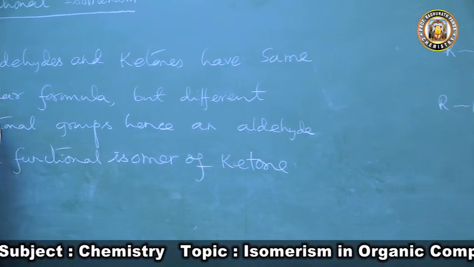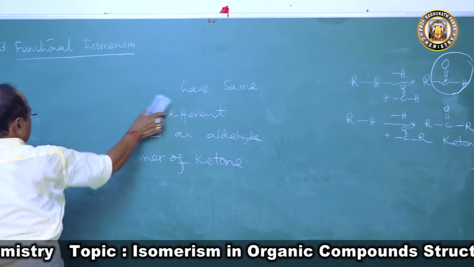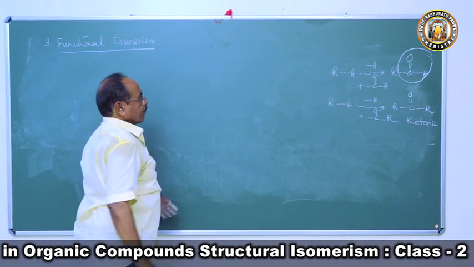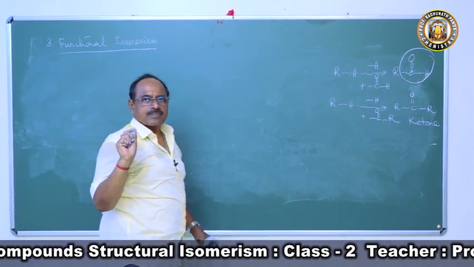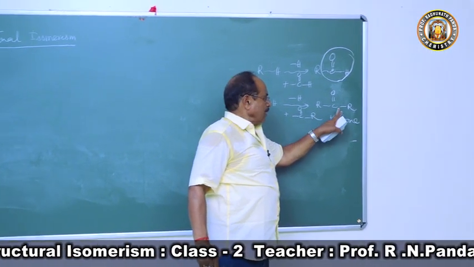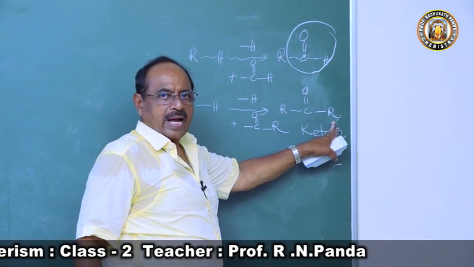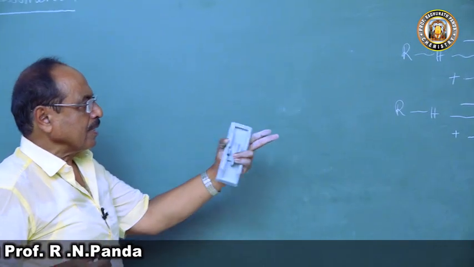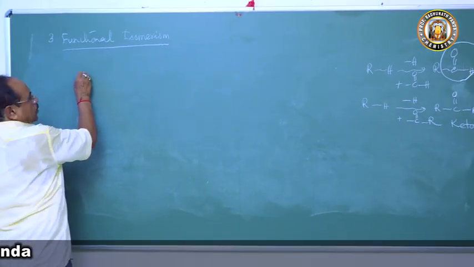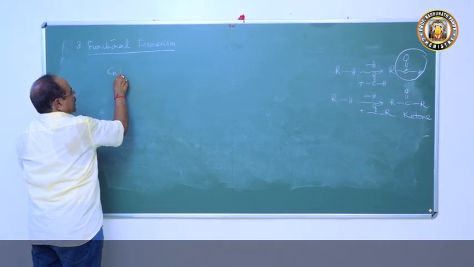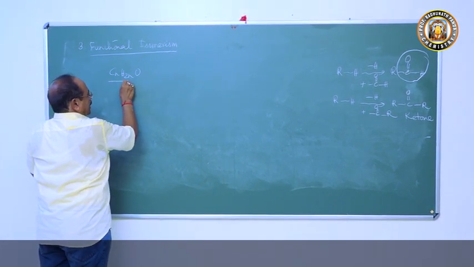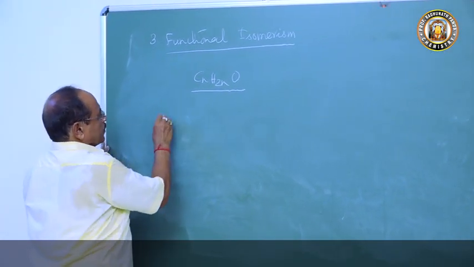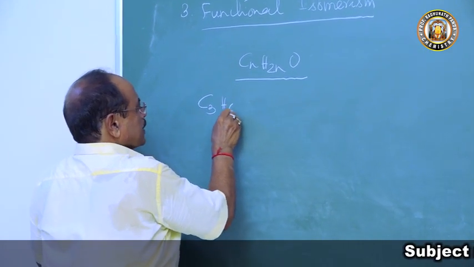So let's take an example of an aldehyde and a ketone. A ketone has to have 3 carbon atoms. Both aldehyde and ketone have the general molecular formula CnH2nO. So you take C3H6O.